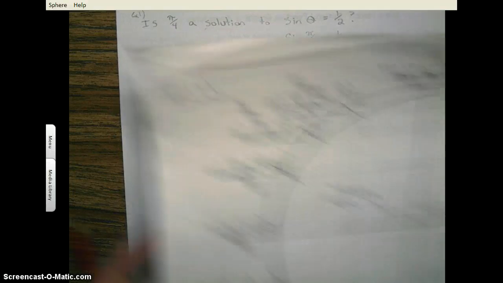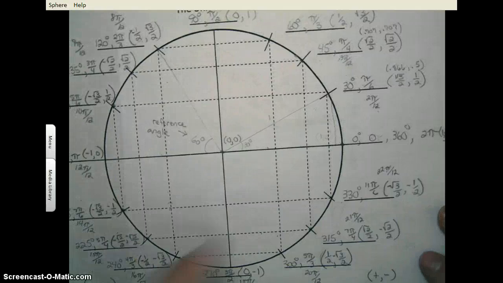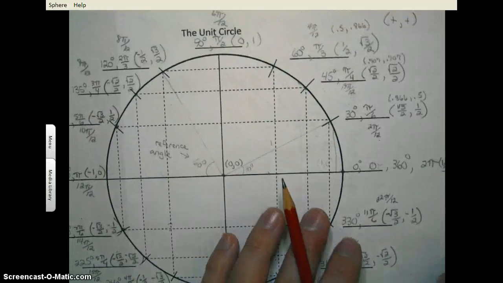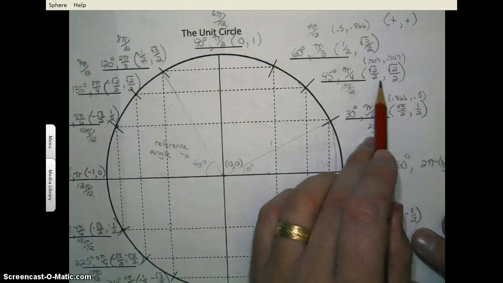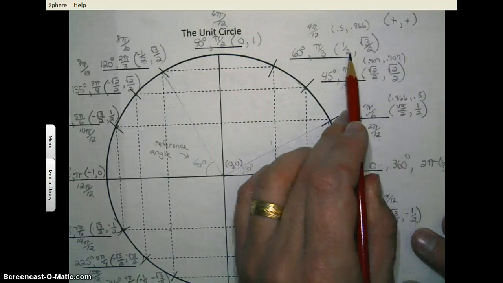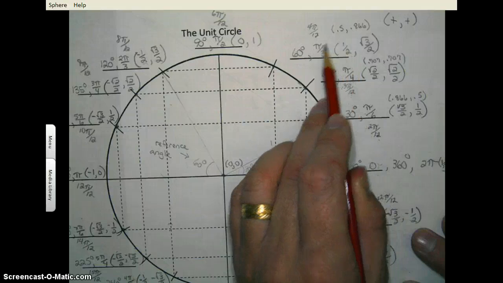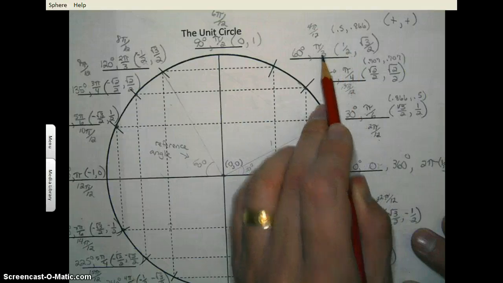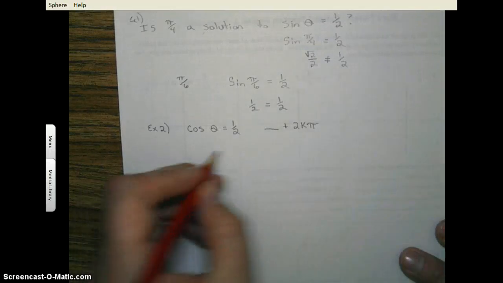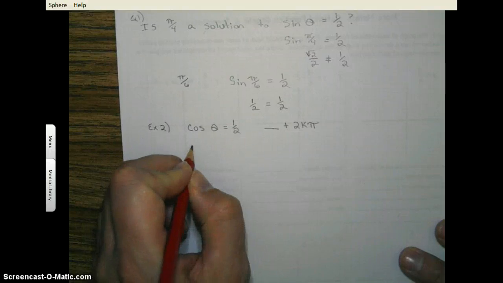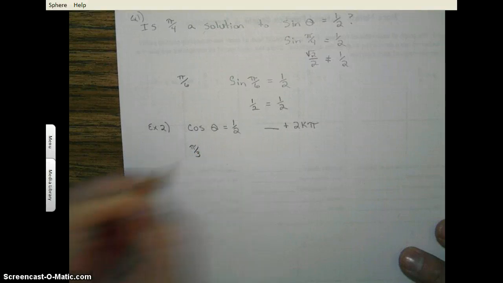So cosine of theta equals 1/2. The definition of cosine is x. So as we're going through here, x value, we're looking for 1/2. So a solution to this is pi over 3. So pi over 3 is one solution. We're going to have pi over 3.